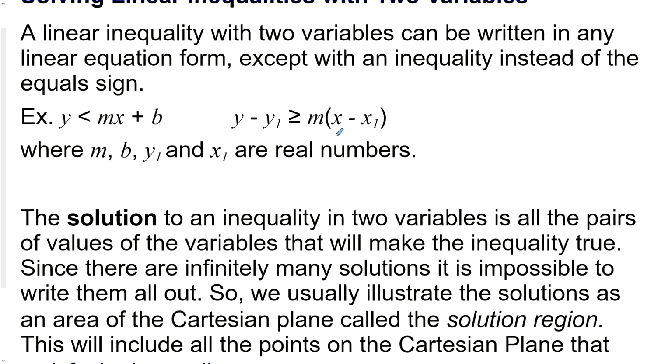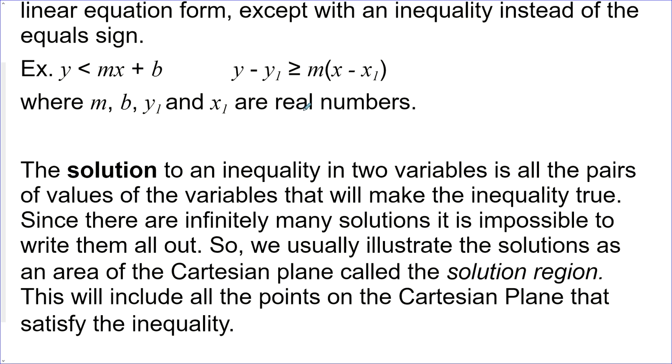So there'll be pairs of numbers that will be the solutions. Just like before, there's going to be infinitely many, and so we can't list them out. So we're going to leave it as an inequality once we solve it into a nice form that we like, or we're going to graph the solution onto the Cartesian plane and shade the region where the solutions are. This is going to be called the solution region or the solution area.